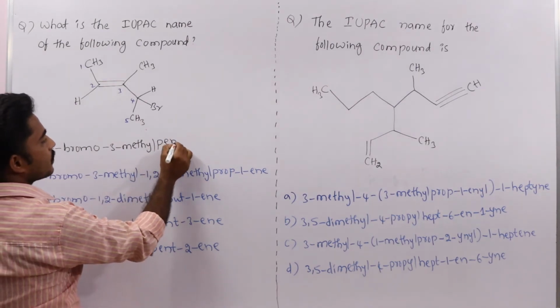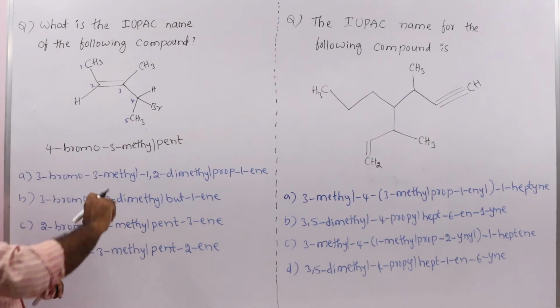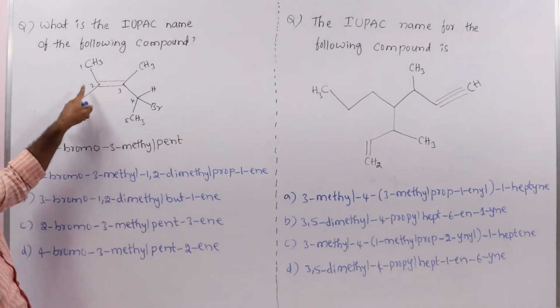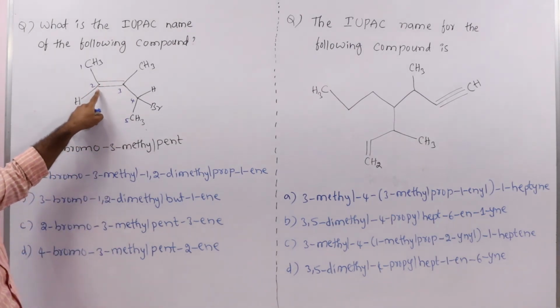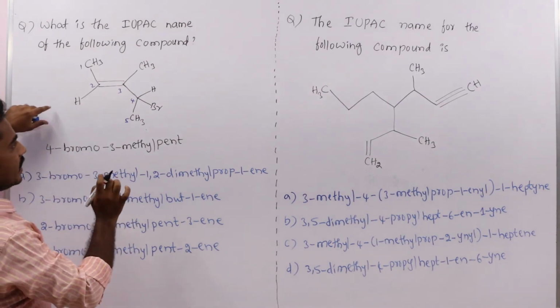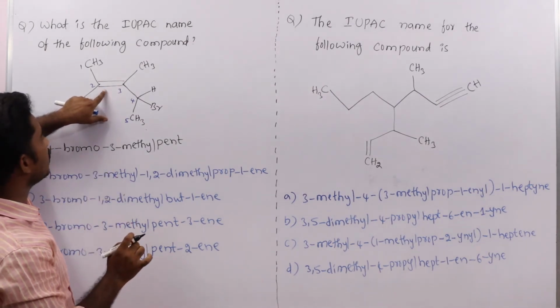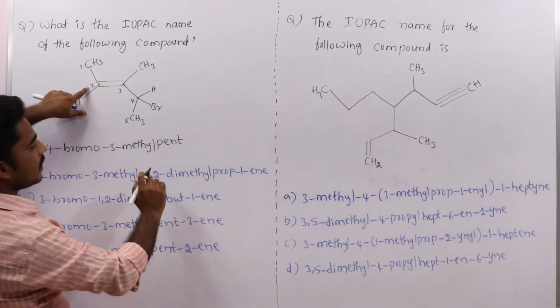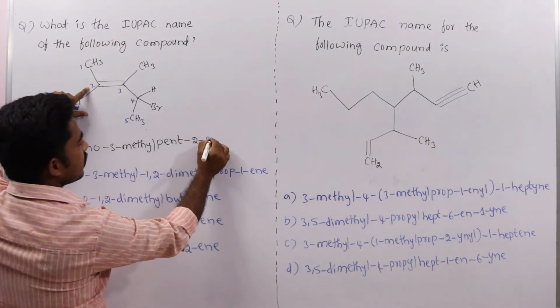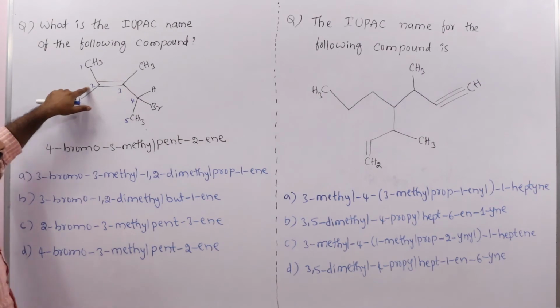Pent. Is it saturated or unsaturated? Unsaturated parent chain. Which one do we have to use? Double bond is there, that's why en. Double bond present at which position? Second. Pent-2-en.